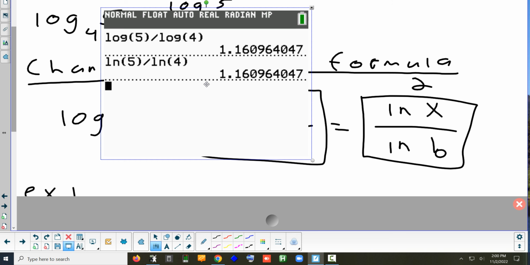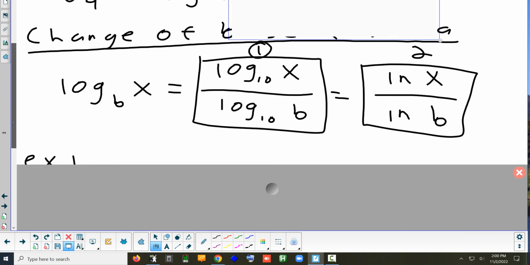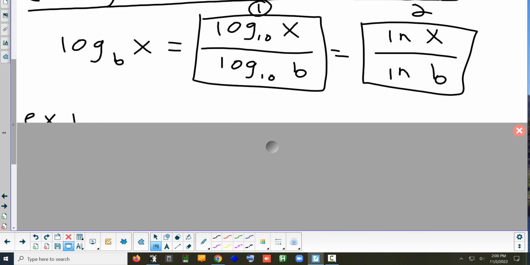That's how you take logs when it's not a base 10 or a base E. You have to do it as a fraction. Just like that. Any question on that one?